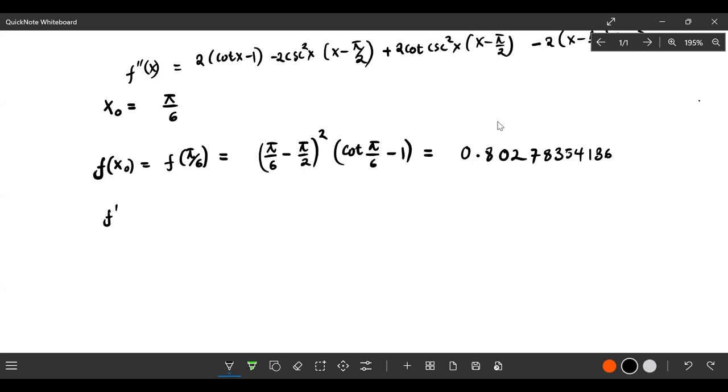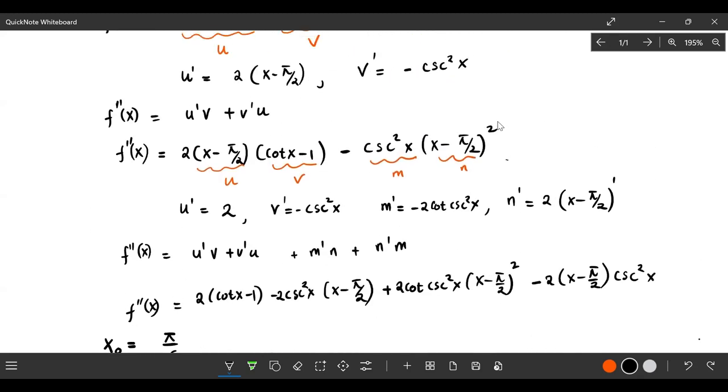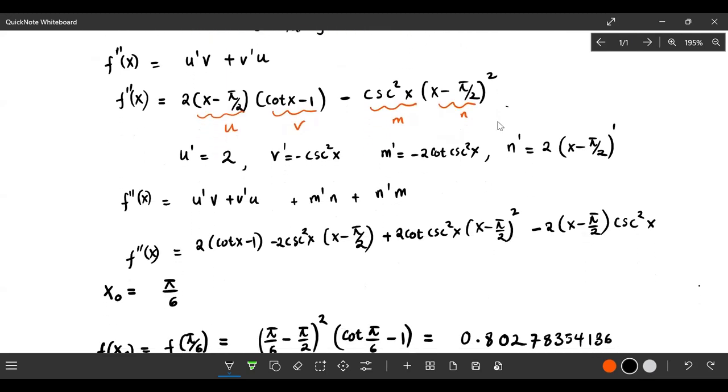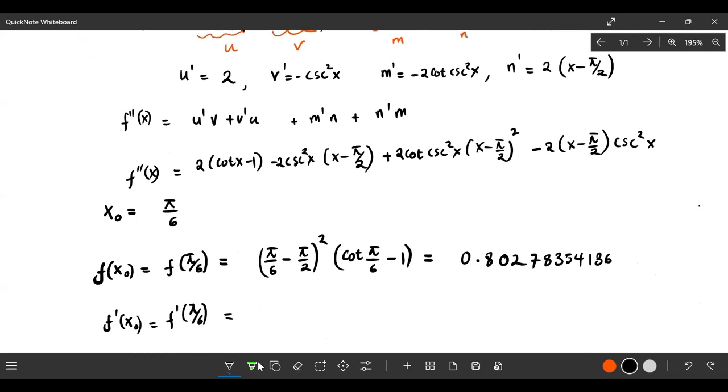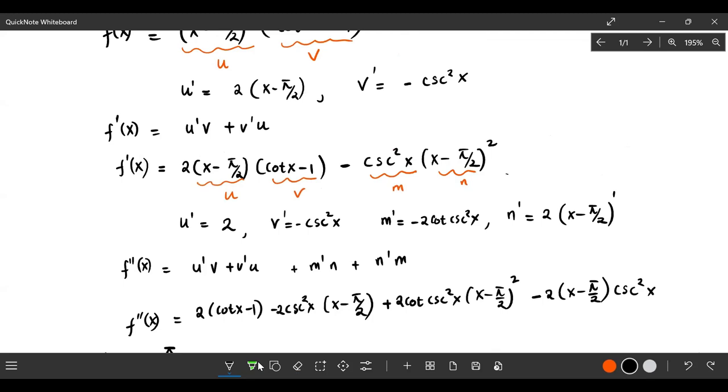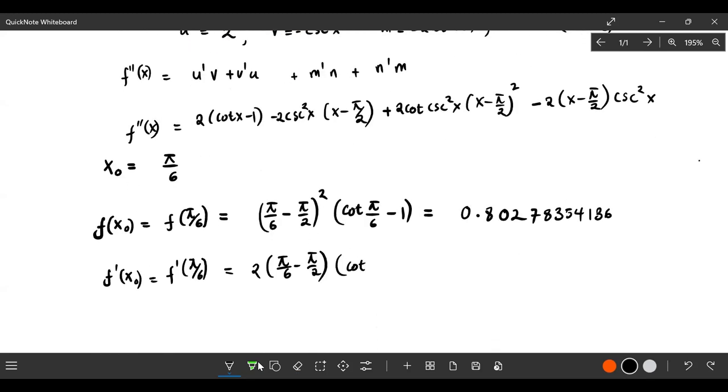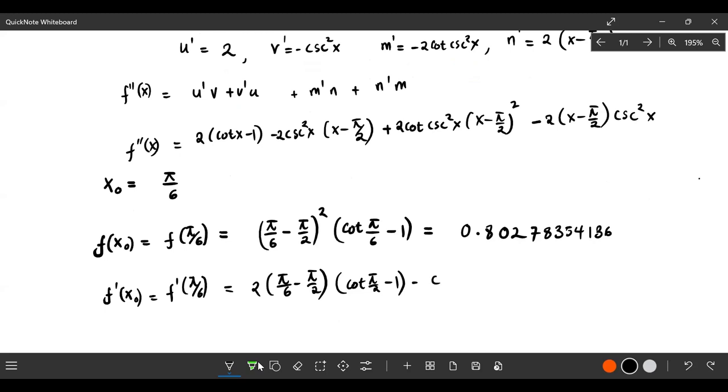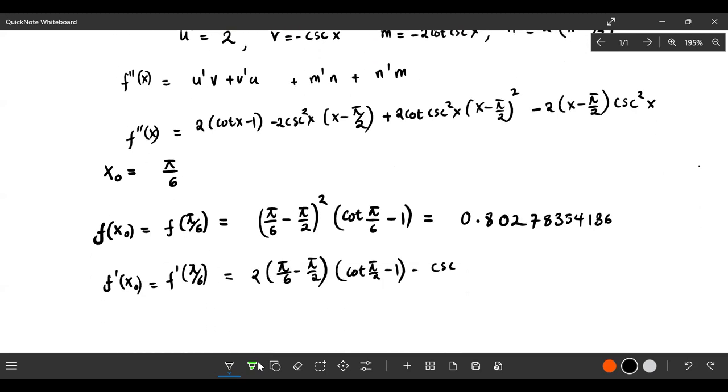Also, you can get f prime of x naught, which is f prime of pi over 6 as well. Okay, so what is f prime? Actually, this is f prime here. Okay, what I wrote was a second derivative. So this is our f prime as 2 times pi over 6 minus pi over 2, and then cot pi over 6 minus 1, minus cosec squared of pi over 6 minus pi over 2.